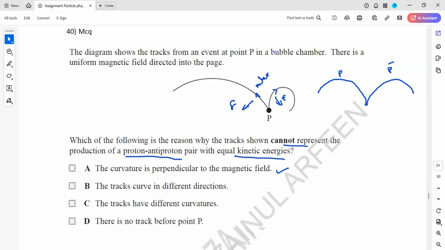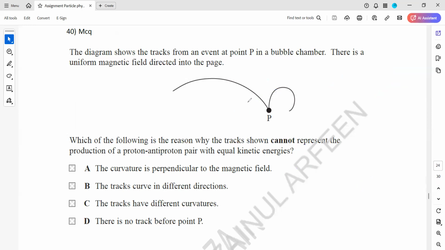As you can see here, the tracks have different curvature. So if it was a proton and antiproton with the same kinetic energy, the tracks should have equal curvature. If the two particles have different kinetic energies, then the tracks will have different curvatures. So the curvature of the track shows their kinetic energy or momentum. If they have the same kinetic energy or the same momentum, the tracks should have the same curvature. If they are oppositely charged particles, then the direction will be different.